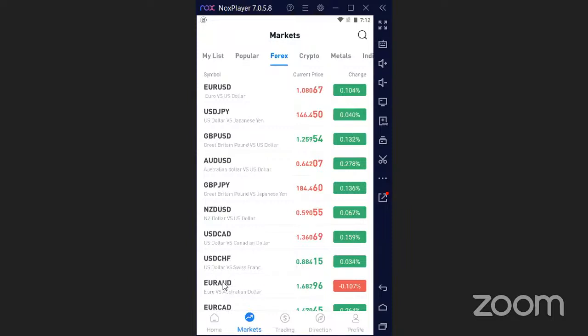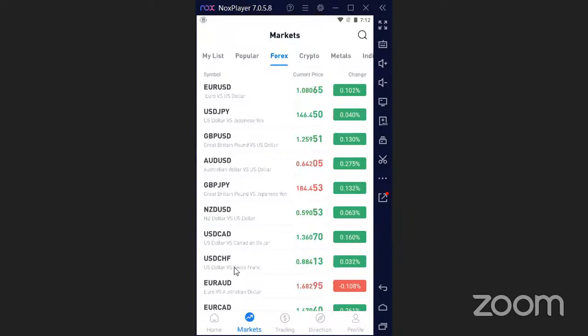Okay, but the ones that are associated with each other but not USD, they are minor pairs. Then we have the exotic pair. Now the exotic pair, those are the pair of an emerging economy. So take for example, Nigeria is an emerging economy. Our economy is not that strong, so we are like upcomings. So our currency is an exotic currency, because our economy is not as strong as other strong countries.